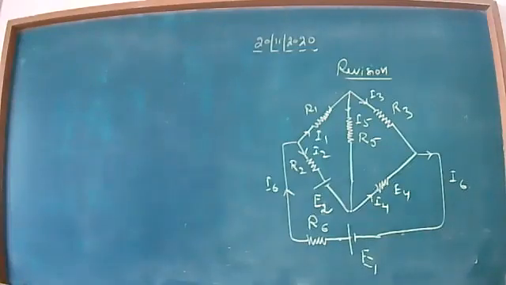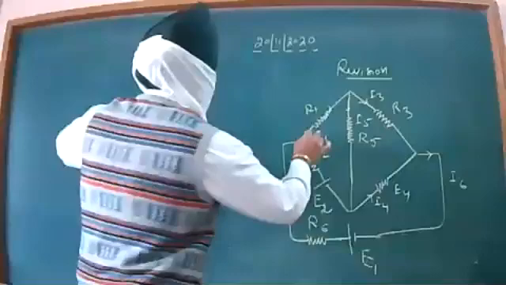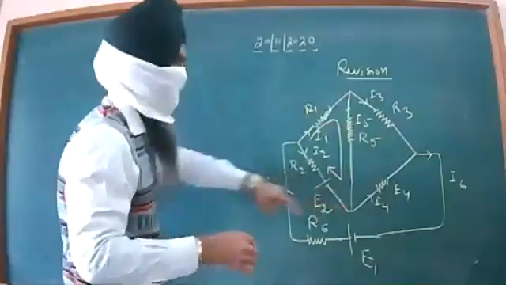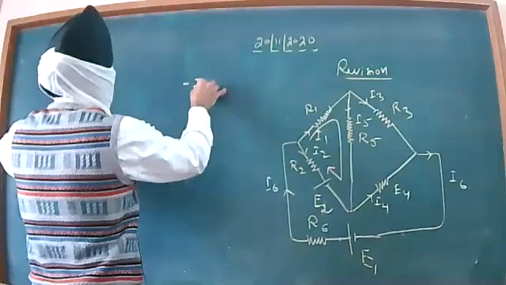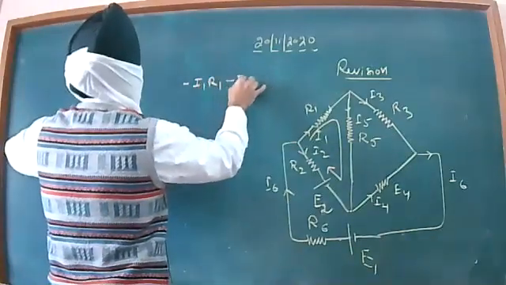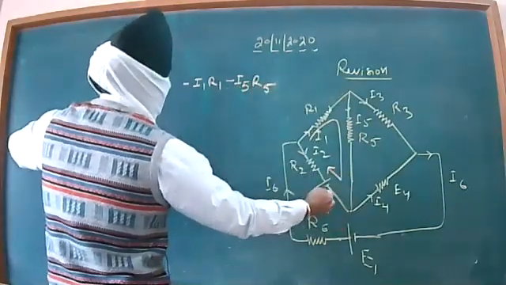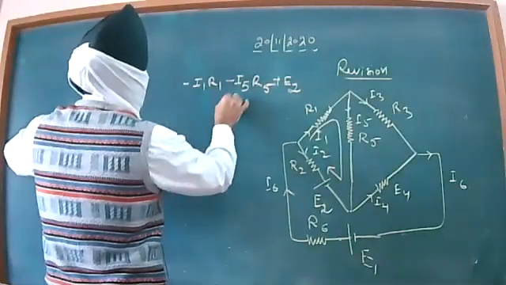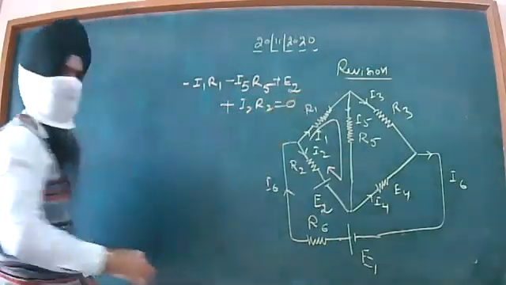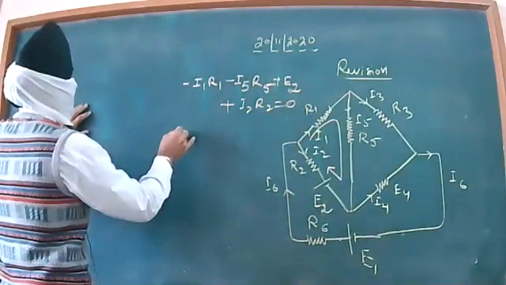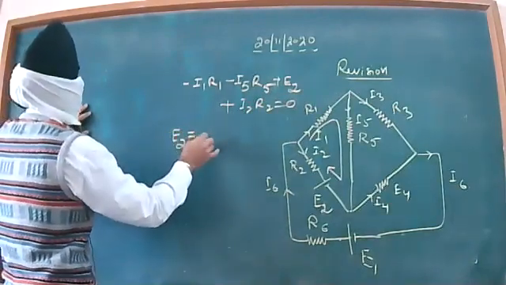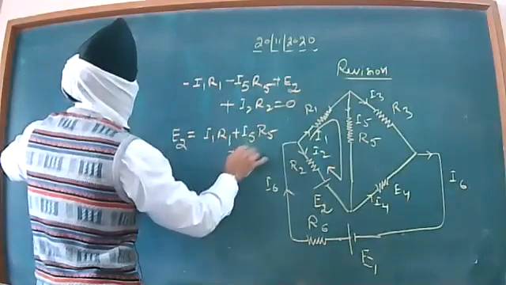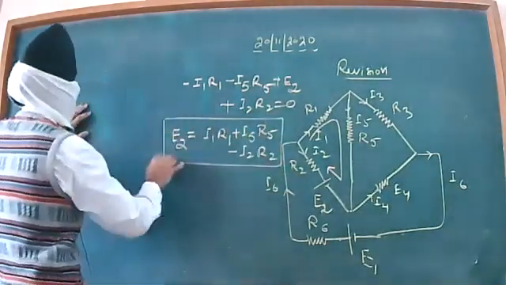Let me apply it now. If I apply the rule we just discussed in this part of the circuit, I begin from here. This is the direction of flow of current, so it will be taken as negative: minus I1 R1 minus I5 R5. The direction is the same, negative to positive, this is plus E2, then again opposite is I2 R2, this is 0. Dear children, let me modify this. I will say that E2 is equal to I1 R1 plus I5 R5 minus I2 R2. So this is how I will be applying this rule.